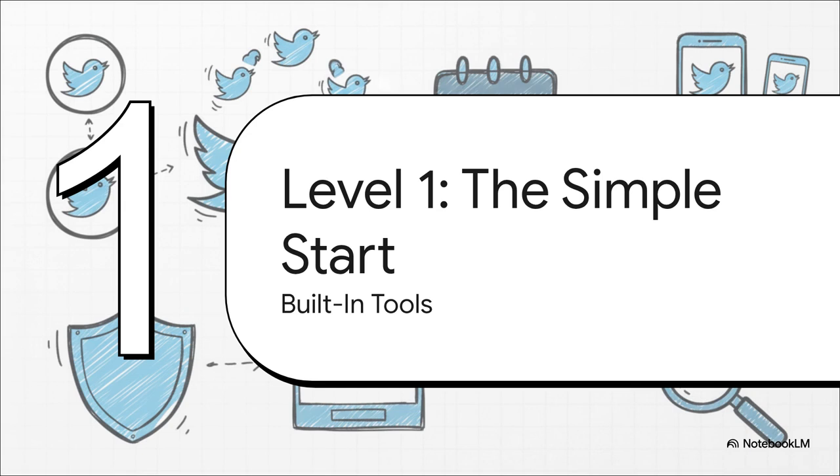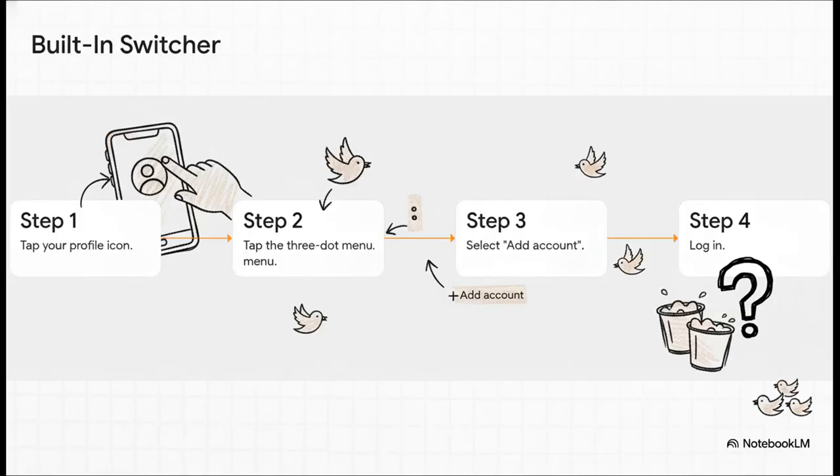So, where does everybody start? Well, that's level 1, the simple start. We're talking about the most basic, built-in tools that Twitter, or X, whatever you want to call it, gives you right out of the box. And this is it, the famous built-in switcher. You've probably used it. You just tap your profile, hit that little menu, and add another account. It's super easy, super convenient for maybe a couple of personal accounts. But for professional use, that simplicity is actually its biggest weakness.